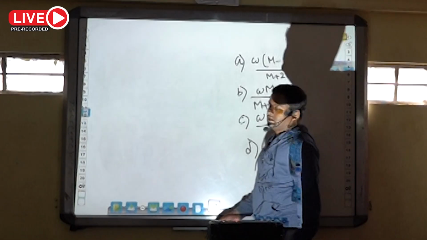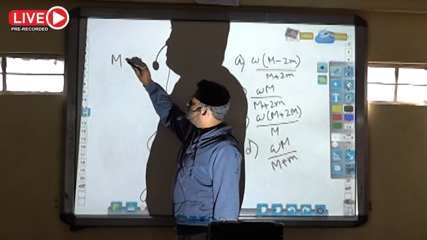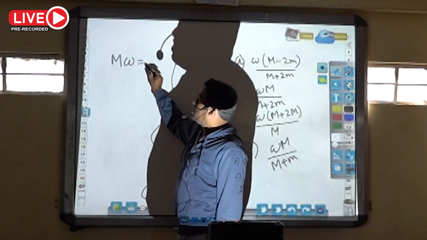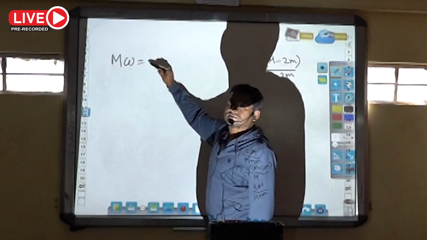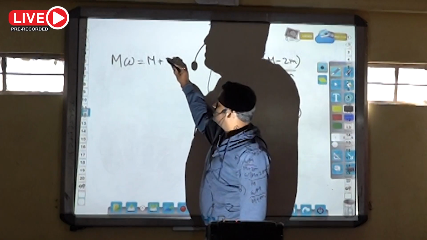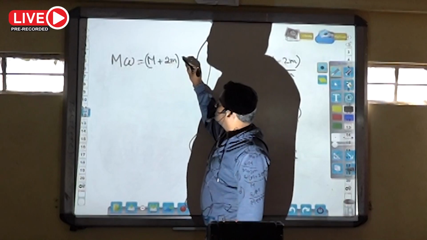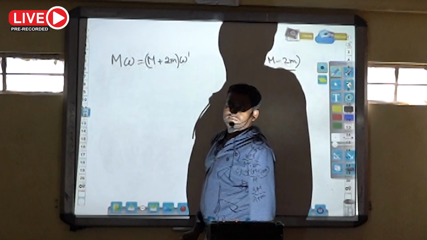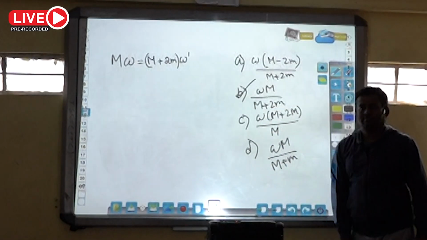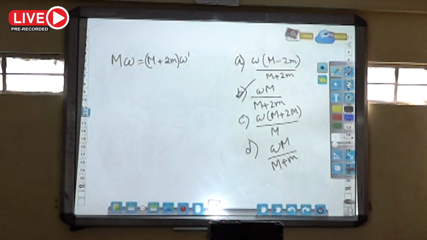So in that case, initially what is angular momentum? Total mass M moving with angular speed omega. Now the total mass is M plus 2m moving with, say, omega prime. Then what is omega prime? One line question, nothing to calculate.